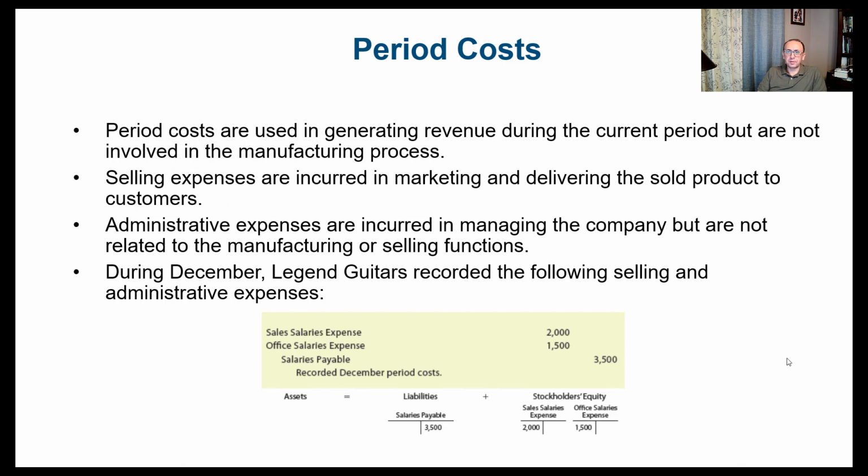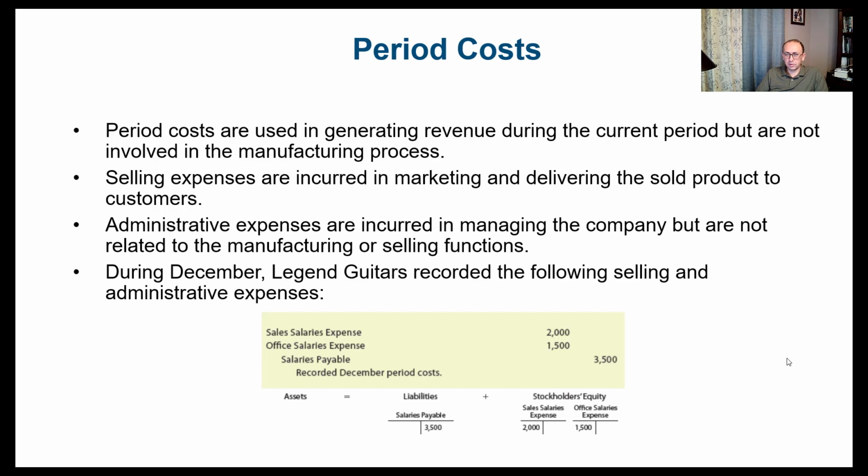So let's see the period costs. The period costs are used in generating revenue during the current period, but are not involved in the manufacturing process. Here we have selling expenses, administrative expenses. These are examples of period costs. So selling expenses are incurred in marketing and delivering the sold product to customers. Administrative expenses are incurred in managing the company, but are not related to the manufacturing or selling functions.